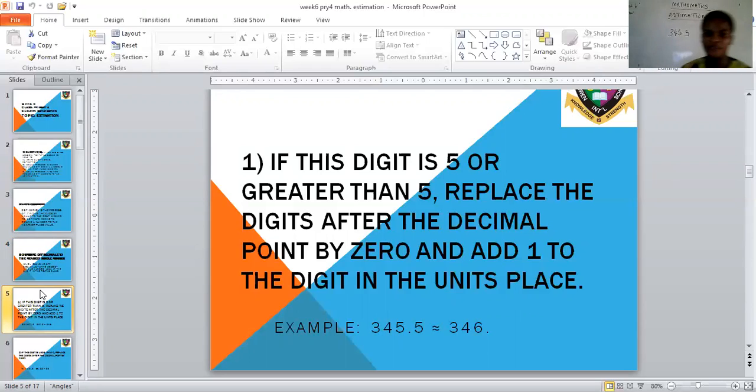How do you convert this? Look at the instruction again. It said, if this digit is 5 or greater than 5, that is the digit in the 10th place. And what's the digit in the 10th place? It's 5, because that's the figure we have immediately after the decimal point.